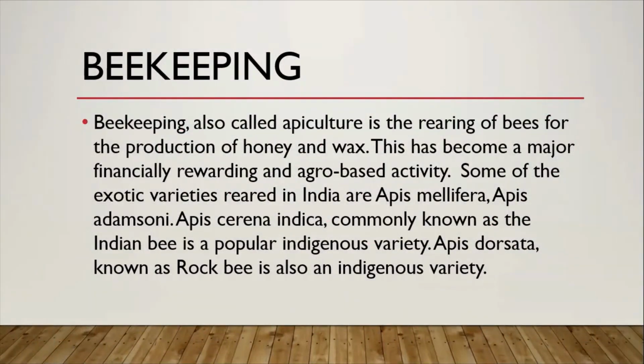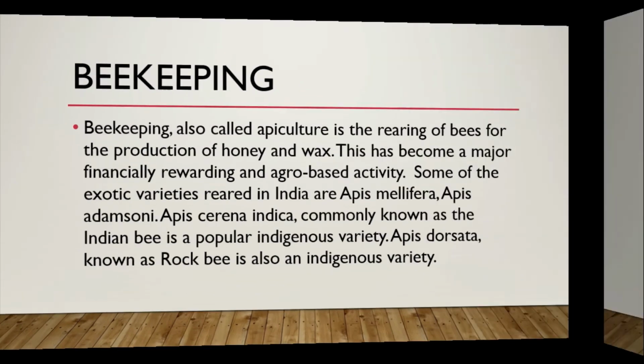Beekeeping. Beekeeping, also called apiculture, is the rearing of bees for the production of honey and wax. This has become a major financially rewarding agro-based activity. Some of the exotic varieties reared in India are Apis mellifera and Apis adamsoni. Apis cerana indica, commonly known as the Indian bee, is a popular indigenous variety. Apis dorsata, known as rock bee, is also an indigenous variety.